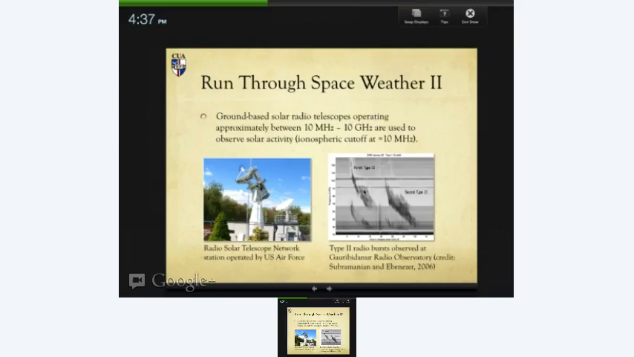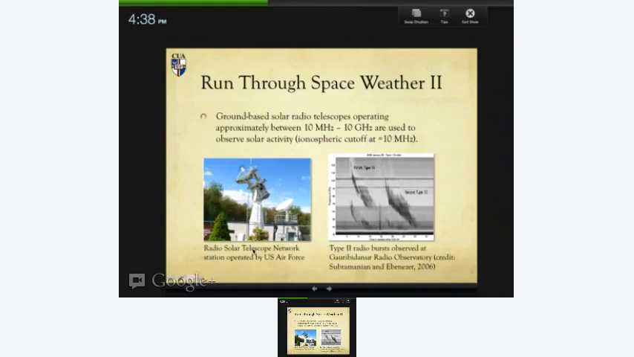Another important type of ground-based instrumentation is solar radio telescopes, which observe solar phenomena roughly between 10 megahertz and 10 gigahertz. The 10 megahertz is very close to the ionospheric cutoff, so it's very difficult to get signals to pass through the ionosphere below the 10 megahertz range. We discussed this in space plasma physics. This is the local plasma frequency, and at that point, the wave gets reflected. So you cannot get information from outside below the local plasma frequency.